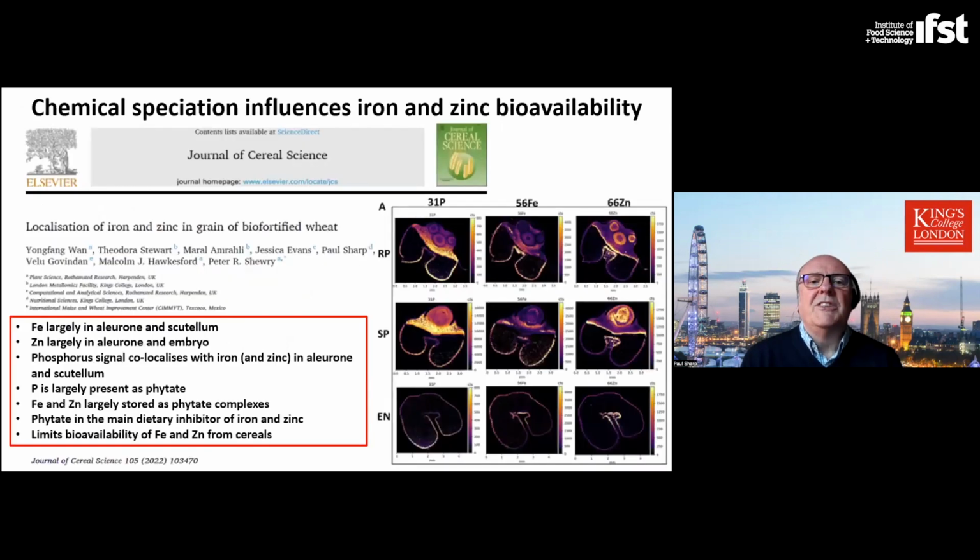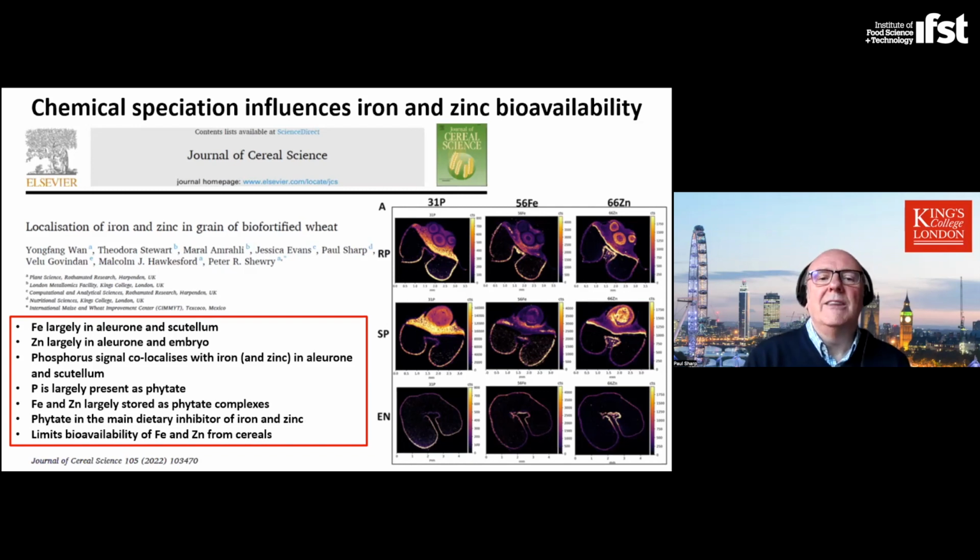So this is a study that we did in collaboration with Peter Shurey and his colleagues at Rothamsted Research and the London Metallomics facility at King's College London. And this is showing the localization of iron and zinc within the wheat grain. And what you can see from the staining in these slides is that iron is largely present in the aleurone layer and in the scutellum of the wheat.